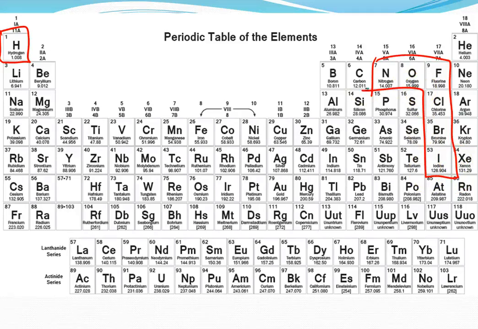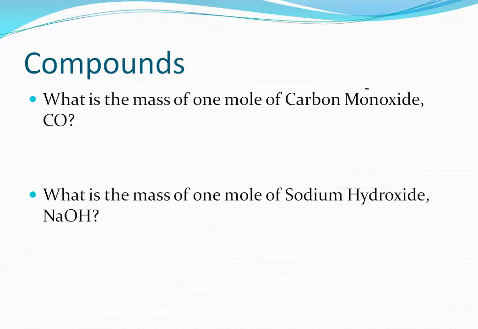Now that's for all of our elements. All the other ones are going to be by themselves. They're just going to be one of them. Now, a little different when we have a compound. With a compound, we have to add up all of the individual atoms. For example, I'm going to have whatever carbon is and whatever oxygen is, and we're going to add those 2 together, and that'll give us a mole of whatever carbon monoxide is.